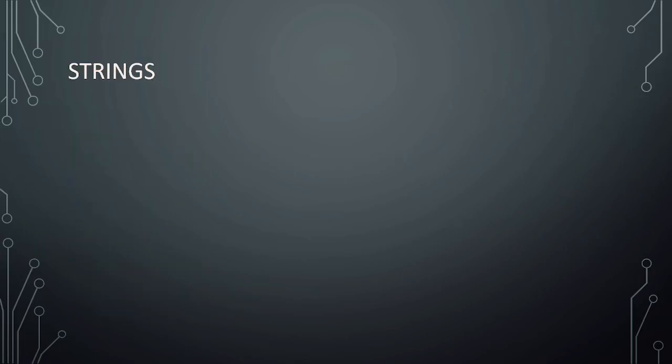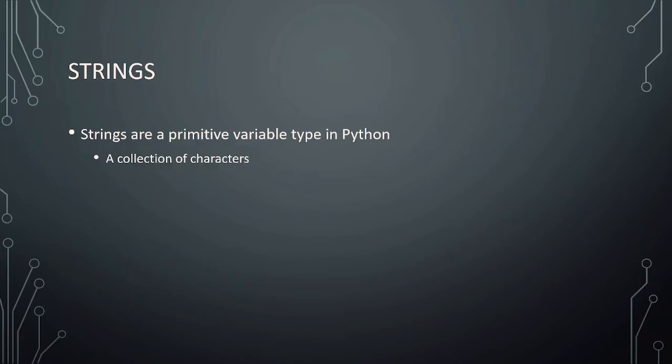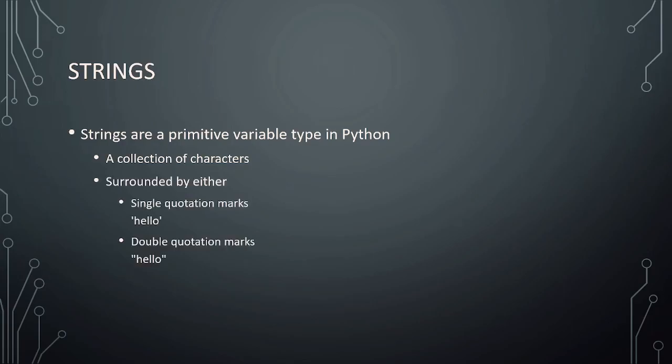So in Python, strings are a primitive variable type, and we talked about this in the previous video. They are a collection of characters that are listed one after the other. Now, to declare a string, you can use either single quotation marks or double quotation marks.